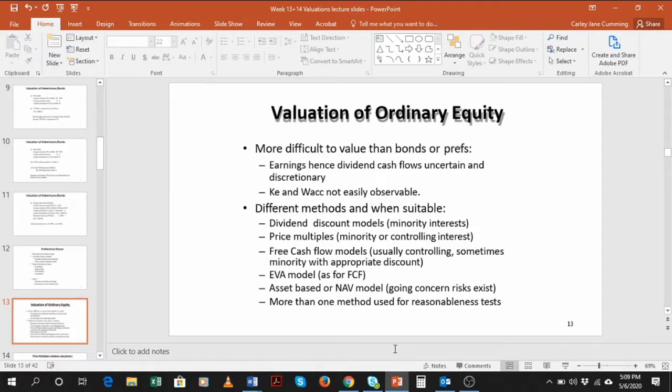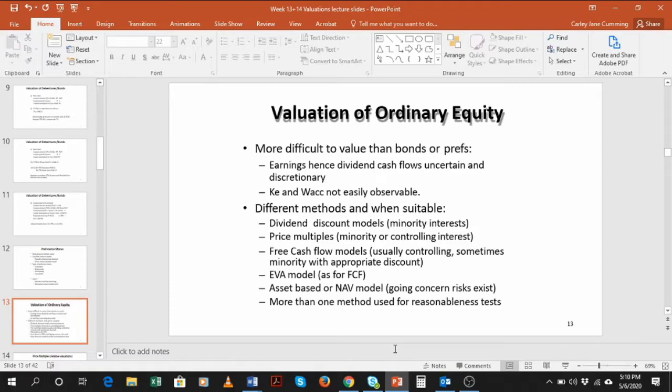There are various methods that can be employed when valuing ordinary equity. The dividend discount model is a minority valuation method, and we will use this to value shareholdings that represent minority holdings. We also can use the price multiples method to value ordinary equity. This can be used either for a minority holding, or it can also be used to value a controlling interest, provided the appropriate adjustments are taken into account.